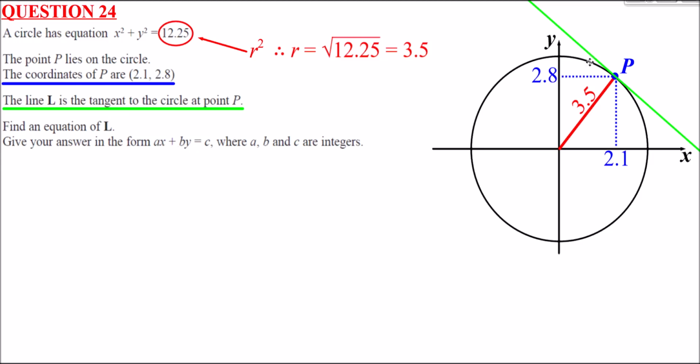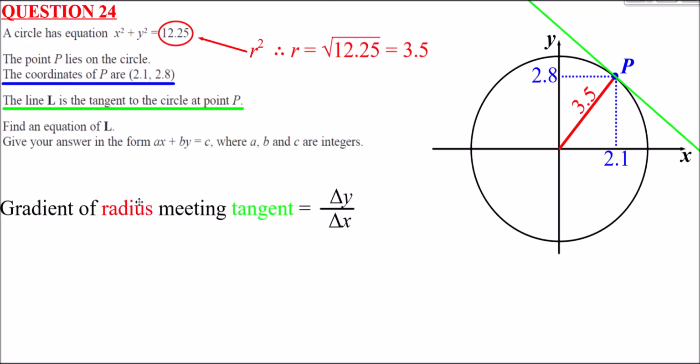What we need to remember about circles is that the radius and tangent, where they meet, they'll always meet at a right angle. So in other words, the green line, the tangent, and the red radius will be perpendicular to each other. We don't know anything about the tangent yet, but we can work out the gradient of this radius. So, the gradient of the radius meeting this tangent, the gradient of anything is always a change in y divided by the change in x.